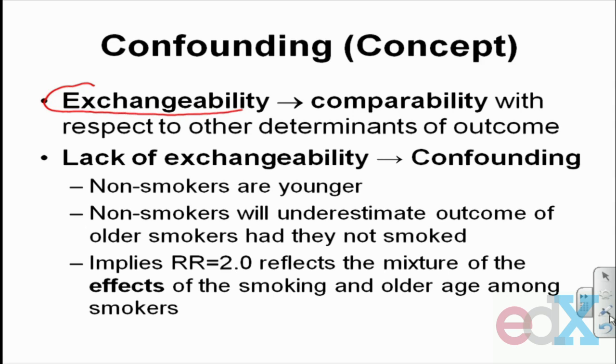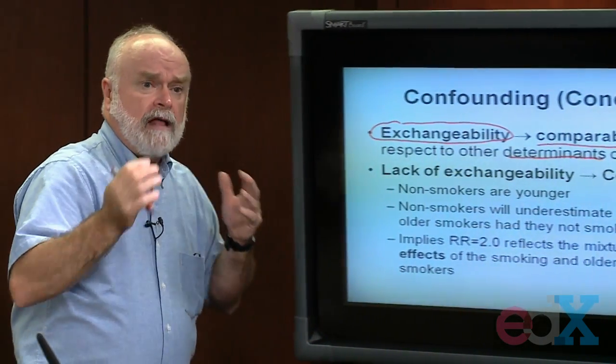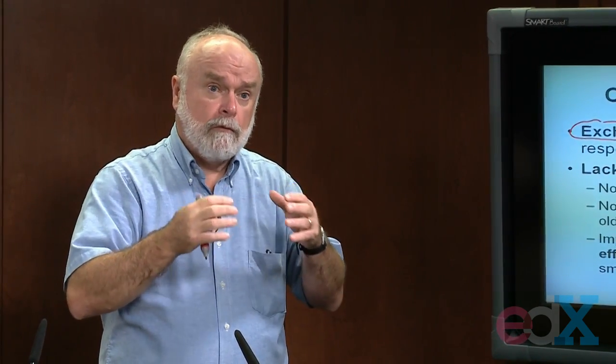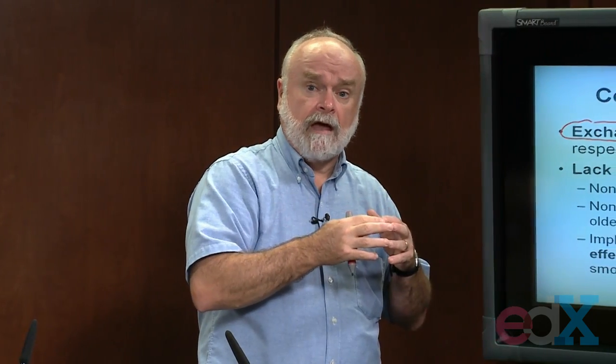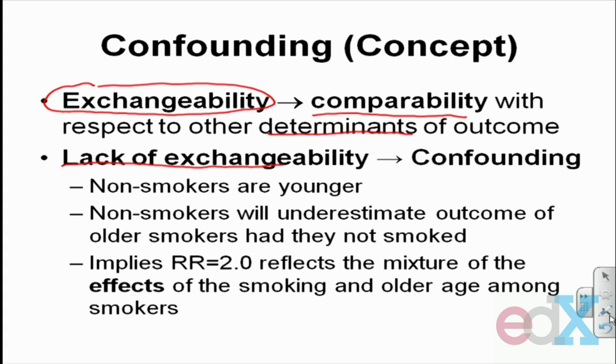So taking that one step further, exchangeability in epidemiology means the two groups you're comparing are comparable. The non-smokers look just like the smokers in every detail that the smokers have, except that they don't smoke. Well, what do you mean by every detail? Every other risk factor, every other determinant that could cause the outcome is balanced, is the same among the non-smokers and the smokers. That's what comparability means. Comparability with respect to other risk factors, other determinants of the outcome. And lack of exchangeability means we don't have comparable groups. That's what we conceptualize to be this notion of confounding.